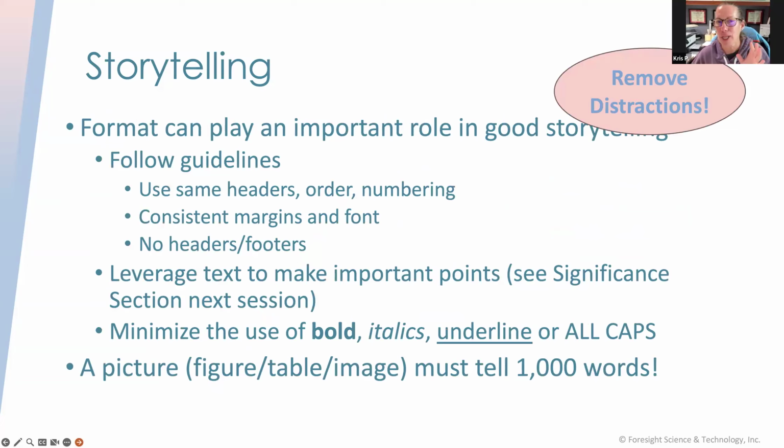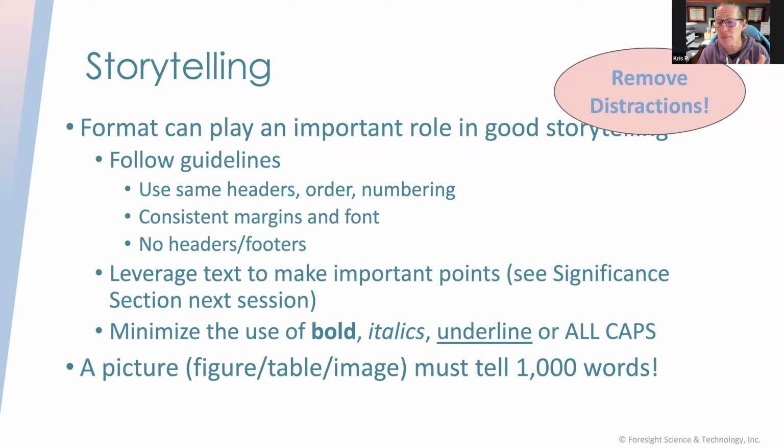Okay. Formatting can play an important role in good storytelling. We want to remove distractions. See how annoying that is, that circle's floating over the word storytelling. So we do that by following the guidelines to a T so that a reviewer sees everything they expect in the order. Reviewers frequently organize score sheets according to the guidelines. So follow those guidelines. Use headers, use the exact same order, number separate sections so they can follow along. Be consistent in your margin size. Use the agency recommended margin size. They do not permit headers and footers. Don't put the title of your proposal in the header or the company name. Just keep it exactly like the guidelines suggest.